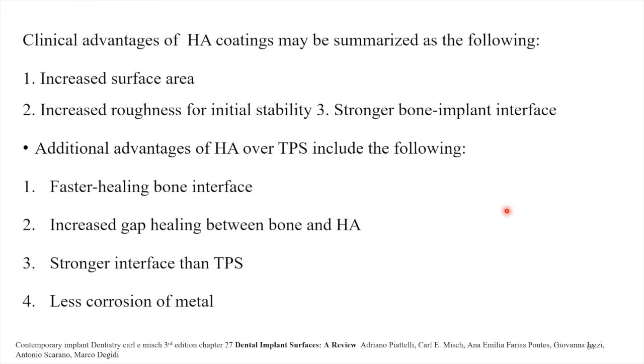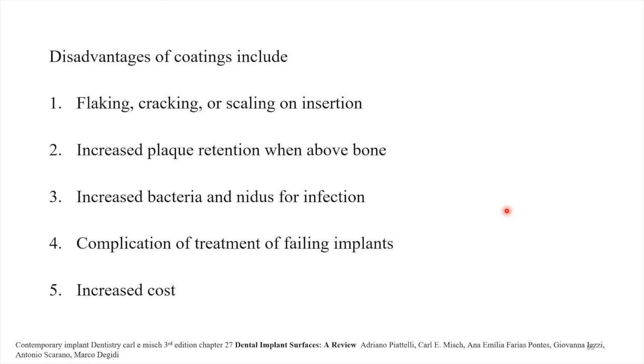Now, the clinical advantages of this are it increases the surface area, increases the roughness for the initial stability. There is a strong bone implant interface. Additional advantages of hydroxyapatite over titanium plasma spray include faster healing of the bone, increased gap healing between the bone and the hydroxyapatite, a stronger interface than the titanium plasma spray, and less corrosion of metal.